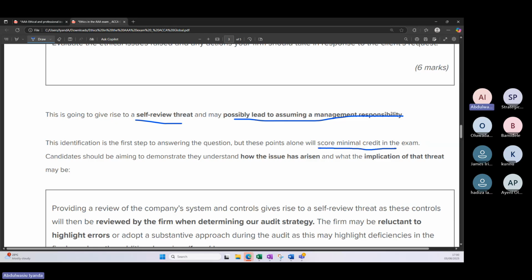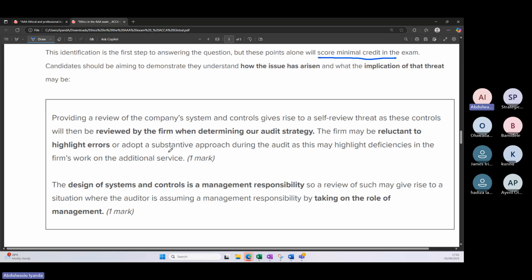So I want to walk you through this particular article. Candidates should be aiming to demonstrate their understanding of how the issue has arisen and the implication of that. And they provide a simple answer. They say providing a review of the company's system and controls gives rise to what? To self-review, as those controls will then be reviewed by the firm when they are determining their audit strategy.